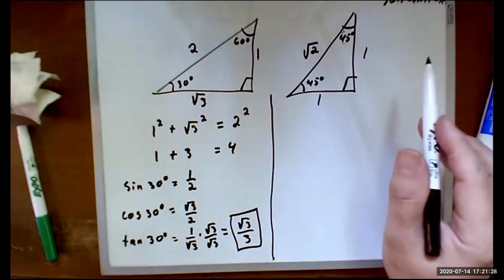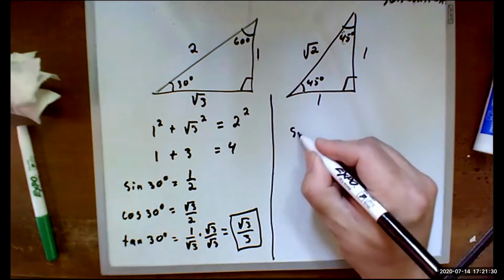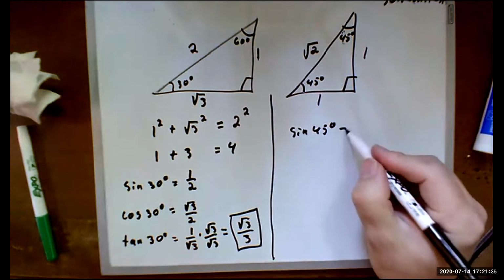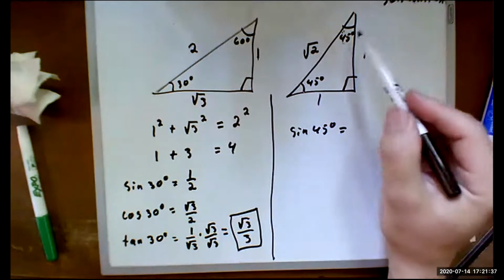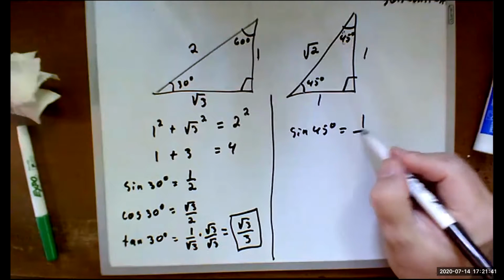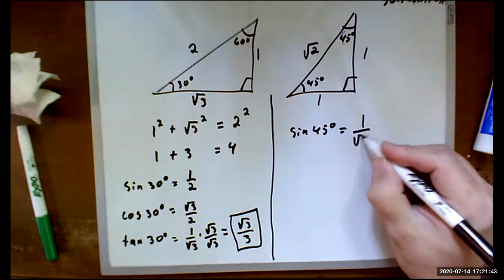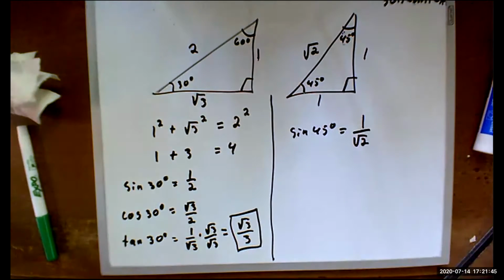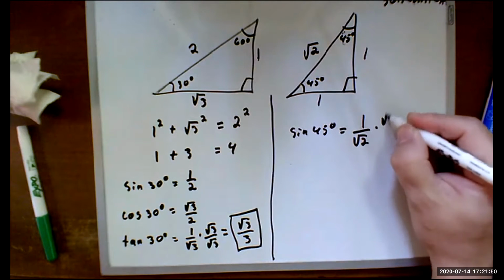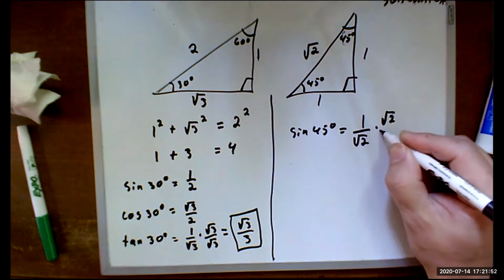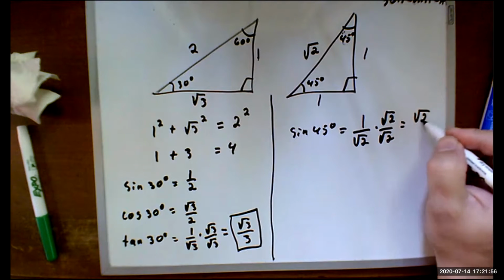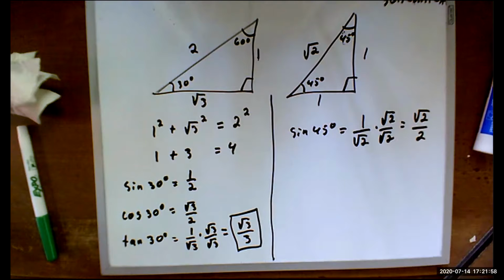We can do the same thing with our 45-degree triangle. So if I wanted the sine of 45 degrees, the sine is still opposite over hypotenuse. Well, there's my opposite. No matter which way I go, my opposite is going to be 1, and my hypotenuse ends up being root 2. And we run into this exact same problem where we have this radical on the bottom. And this prefers to be represented as root 2 over 2.